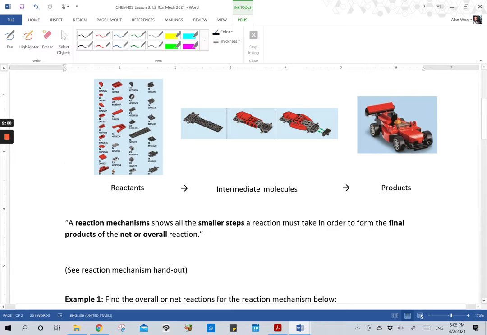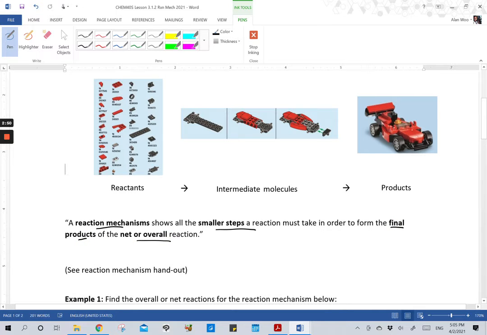So when we look at a reaction mechanism, a reaction mechanism shows all of the smaller steps of a reaction, the things that we normally don't see in a regular chemical reaction. We just see the reactants and the products, but here you see all the smaller steps that the reaction has to go through in order to form the final product of your overall reaction.